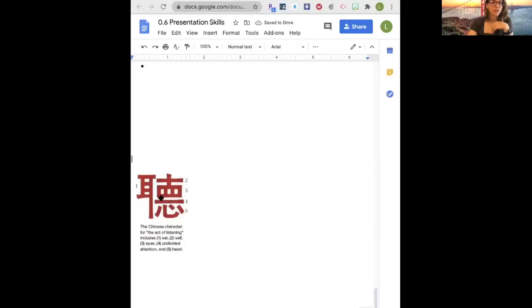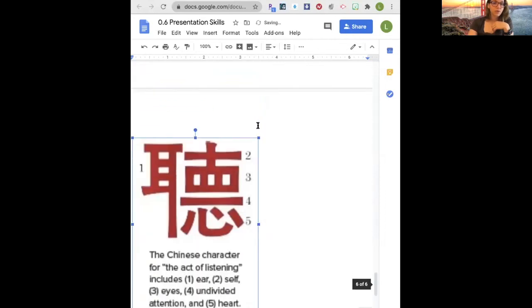There's a lot that goes into listening. But again, it's so important to be able to actively listen to a speaker if you want to improve your speaking skills too. So we will talk about how to be a respectful listener next time. But as a final thought, I wanted to share this super cool character that I saw in a textbook. It is the Chinese character for active listening. As soon as I can figure out how to share my screen, there it is. So this is the Chinese character for active listening.